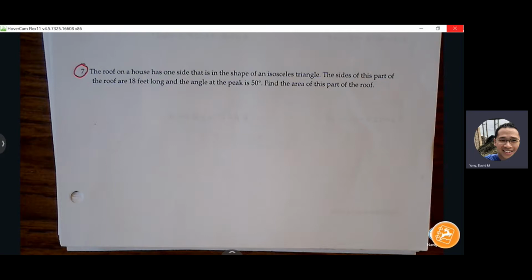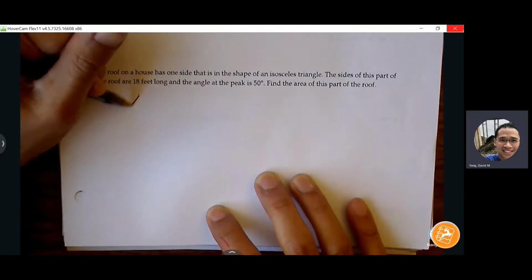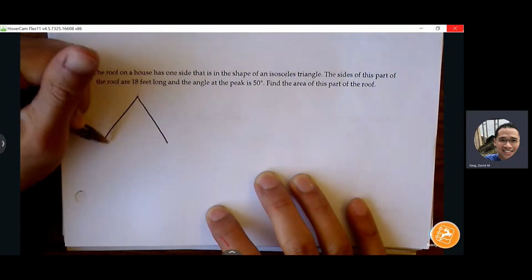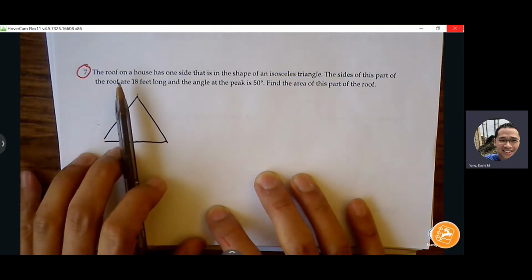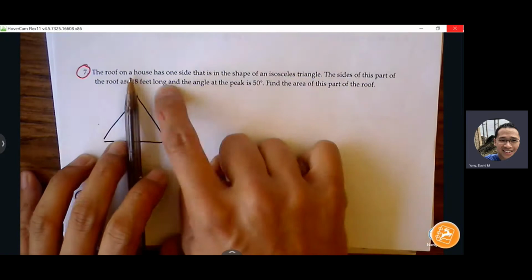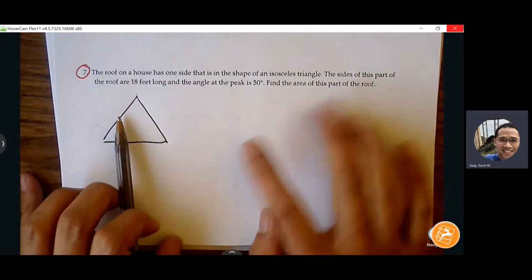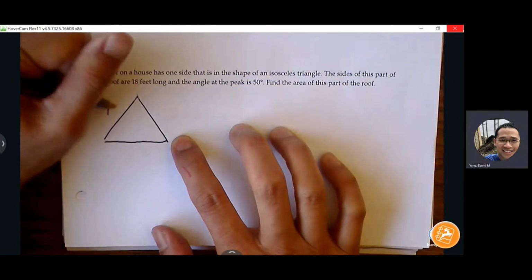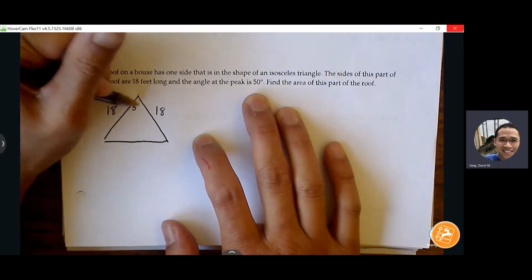Isosceles triangle means that your two legs of this triangle have the same length. Okay, hopefully you guys found this pretty easy, pretty straightforward. A roof on a house has one side that is in the shape of an isosceles triangle. The sides of this part of the roof are 18 feet long. The angle at the peak is 50 degrees.